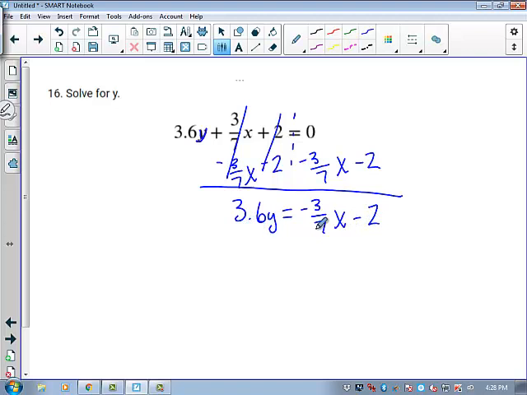Now all I have to do is divide, because these are being multiplied. So I have divided by 3.6, divided by 3.6. So when I do that, those cancel. I'm left with y equals. Now I'm going to pull up my calculator on the screen here in just a second.